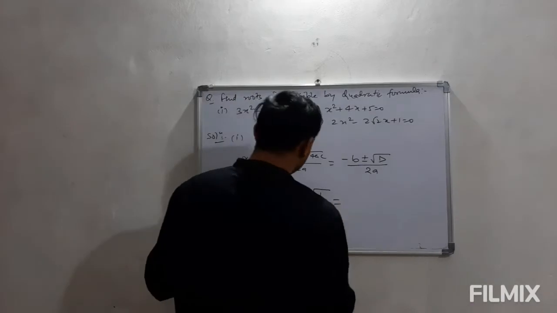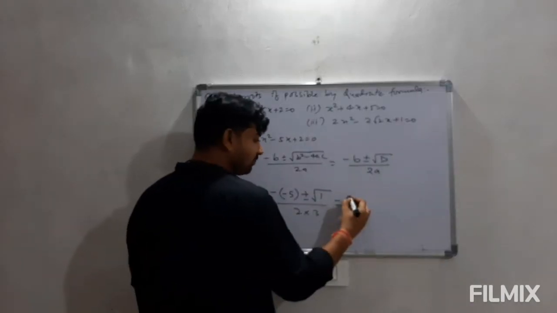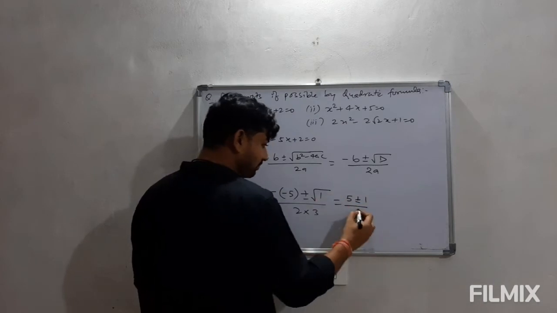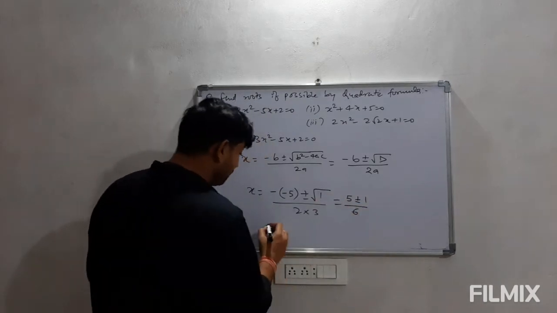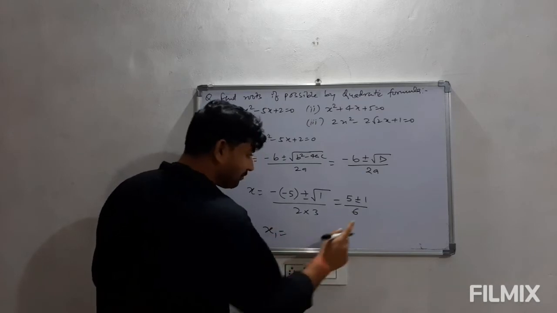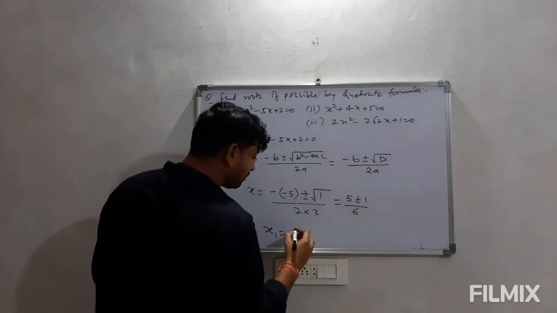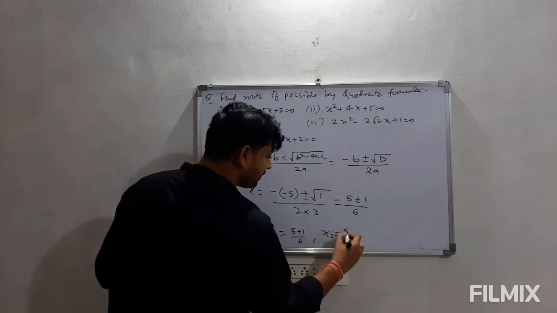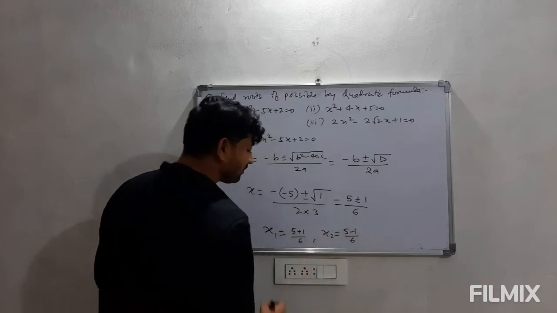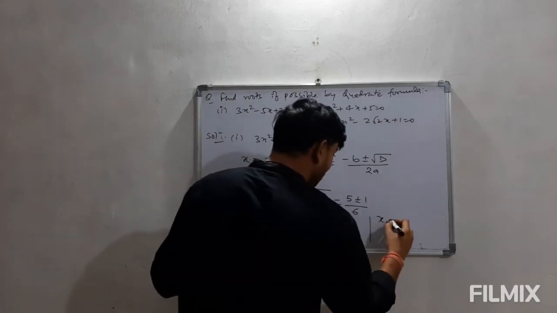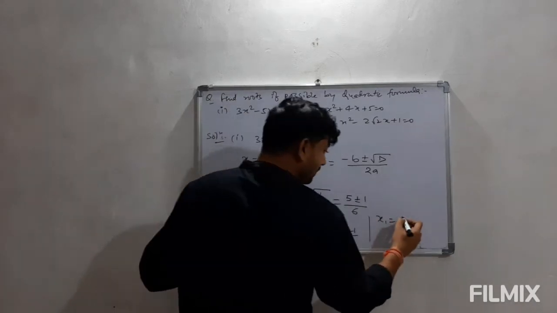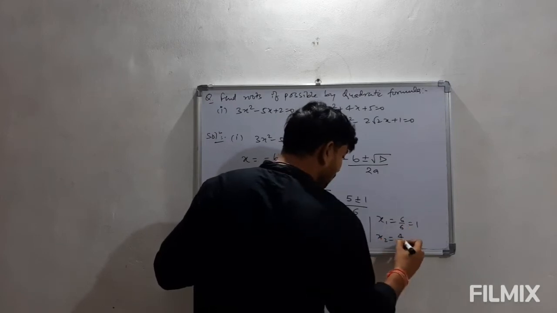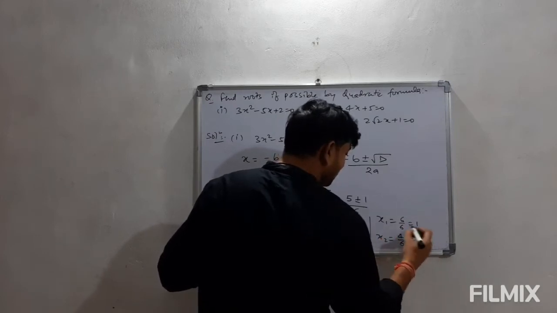So this is what we are getting: minus multiplied with minus we will get plus, 5 plus minus root 1, and root 1 is nothing but 1, and this is 6. So from here the two values will be x1 and x2, once we will use plus and once we will use minus. So 5 plus 1 upon 6, and the second value will be 5 minus 1 upon 6. So the value of x1 is coming out to be 6 upon 6, that is 1, and x2 is 4 by 6, that is 2 by 3.